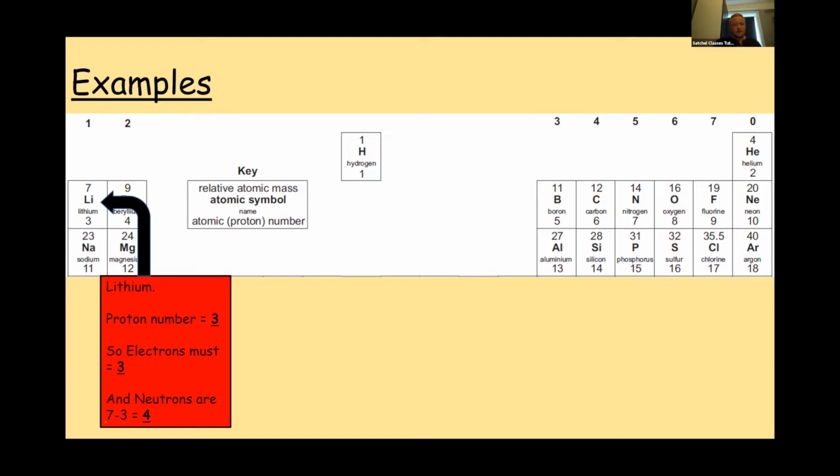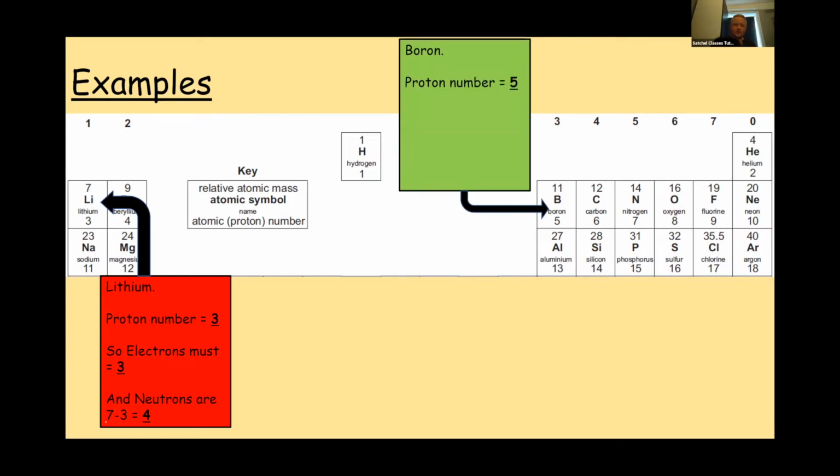Let's try that with a different one. Boron has a proton number of 5, because 5 is the bottom number, and it corresponds to atomic or proton number according to my key. The electrons then have to equal 5, because protons and electrons are the same. And the neutrons, well, to find that out, I take the 5 protons away from the 11 mass in the nucleus, from the atomic mass number, and it leaves me with 6 overall, so I have 6 neutrons.